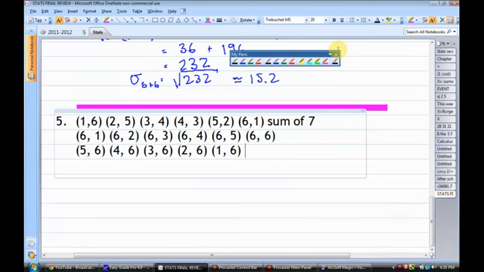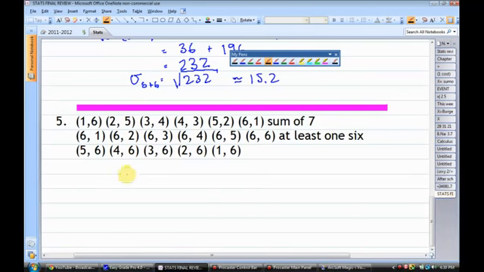So all of these have at least one 6. Okay, so now if you want to know the probability, we want to know the probability of a 7 given that there's at least one 6.